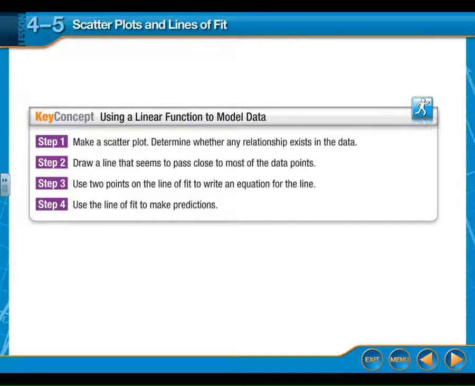And on step 3, you can choose any 2 points on the line of fit that you constructed to write an equation for the line. And you would use the slope formula, y2 minus y1 over x2 minus x1. And then you would use that line of fit to make predictions. Again, you could choose 1 point, and if you found the slope, you could use point-slope formula to solve it for an equation in y-intercept form.